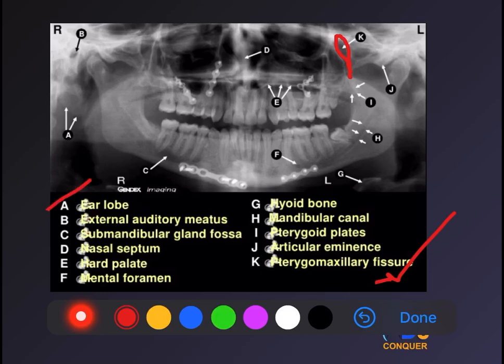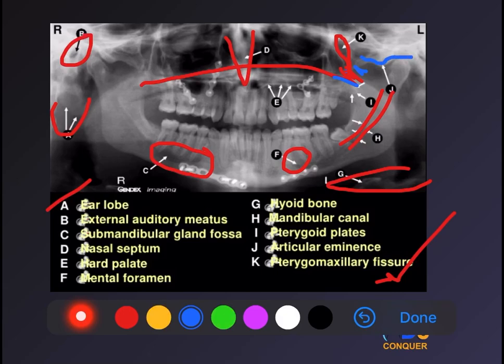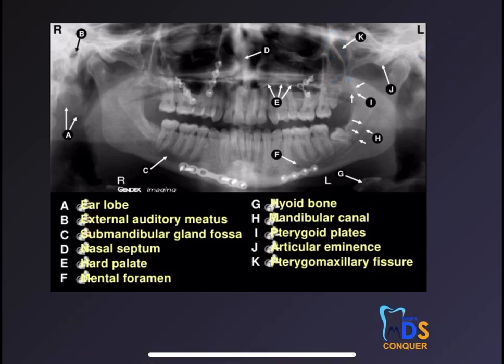So ear lobule, the external auditory meatus, the submandibular gland fossa, the nasal septum, the hard palate, the mental foramen, the hyoid bone, the mandibular canal, the pterygoid plates which are seen here, the articular eminence, and the pterygomaxillary fissure, which is seen as an inverted pear shaped structure. So this is very, very important. Okay, so these are some of the landmarks.